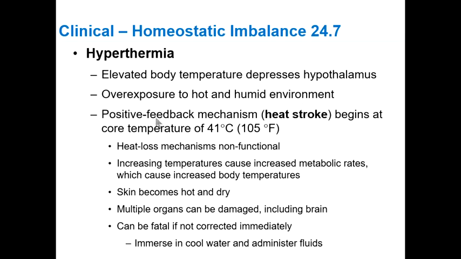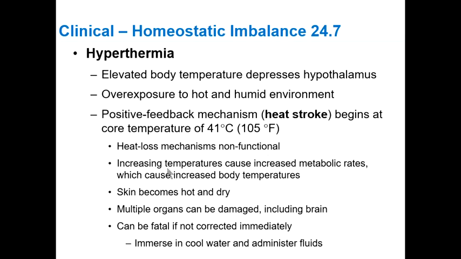So a positive feedback mechanism, which we call heat stroke, very dangerous, begins at 105 degrees core temperature. And positive feedback, remember, is usually bad, and it is bad in this situation, because with a depressed hypothalamus and the heat loss mechanisms being non-functional, meaning your blood vessels in your dermis won't dilate, you're actually not going to sweat.